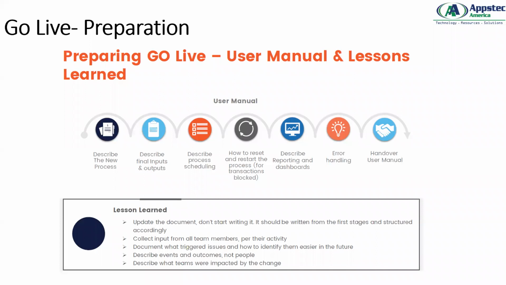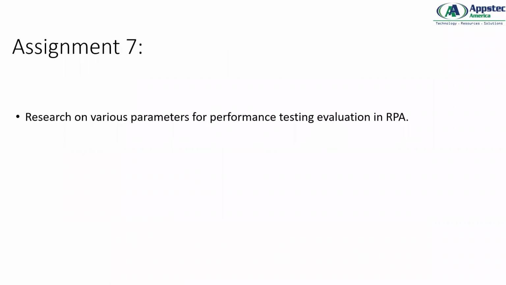Now document what triggered issues and what is the easier way to identify and solve them in future. Describe events and outcomes, not people. Describe what teams were impacted by the change. So if there are any change requests that come from the client, how are you going to handle them, who was the support, who is the point of contact that the client needs to connect with? All these things you need to pass on to the hands-on or the user manager or the client. So that's all about your go live production mapping.